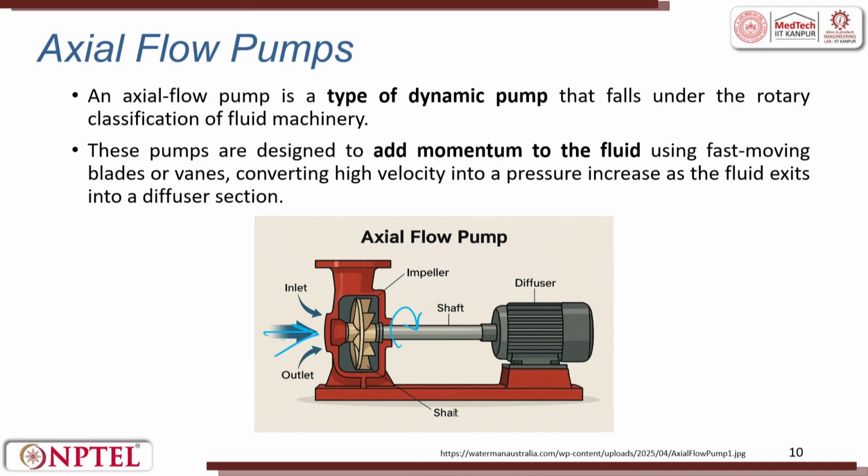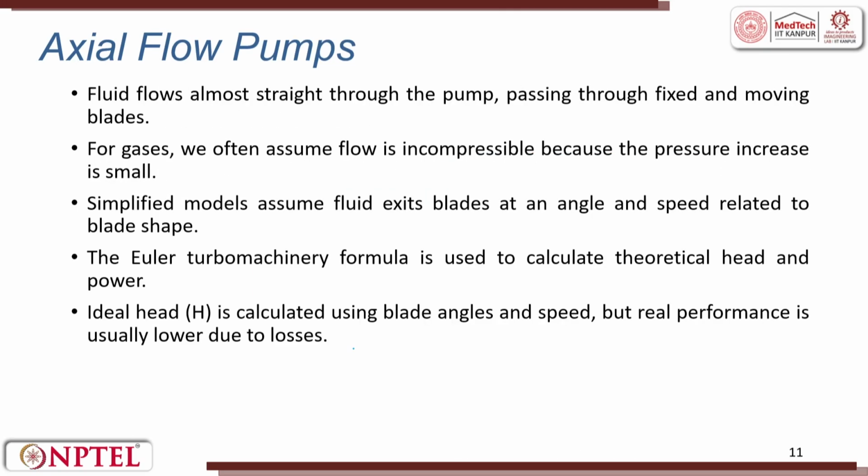The impeller rotates. These pumps are designed to add momentum to the fluid using fast moving blades or vanes, converting high velocity into a pressure increase as the fluid exits into the diffuser section. So, high velocity is already there. If you want to further increase the pressure, we use these axial flow pumps. The flow flows almost straight through the pump, passing through fixed and moving blades.